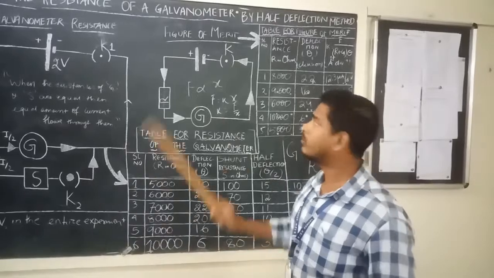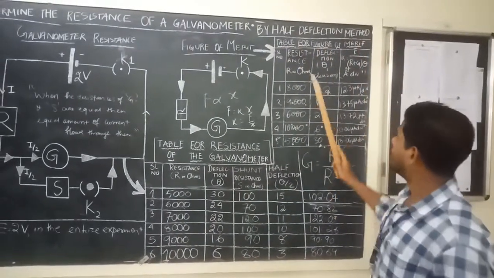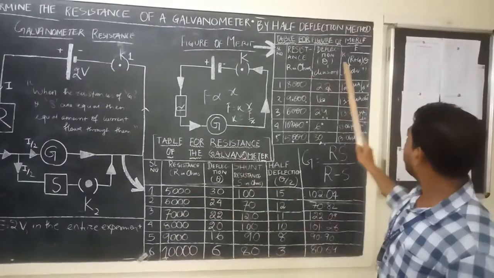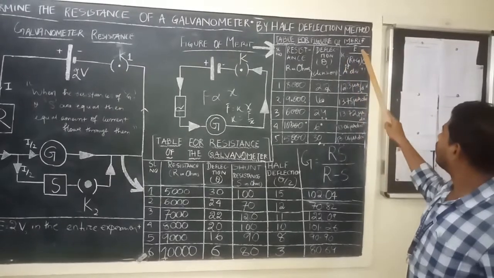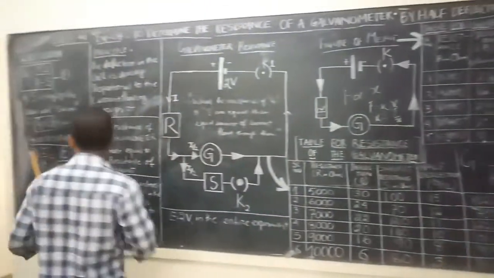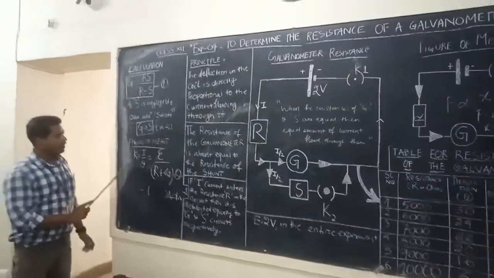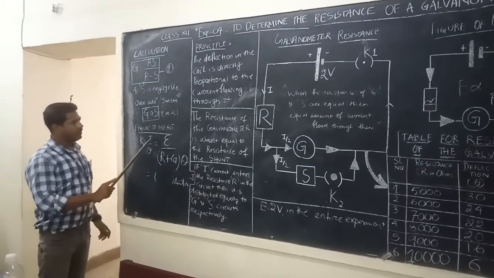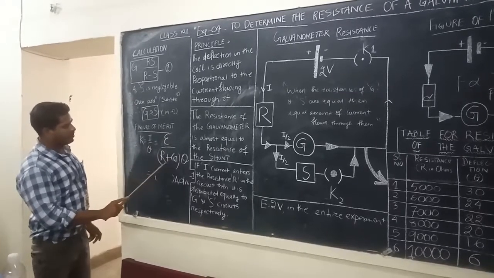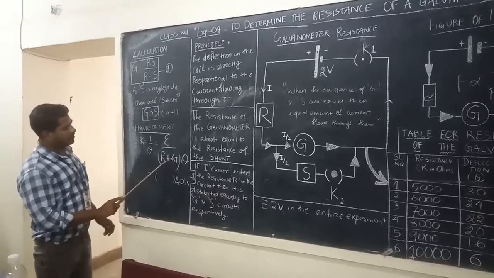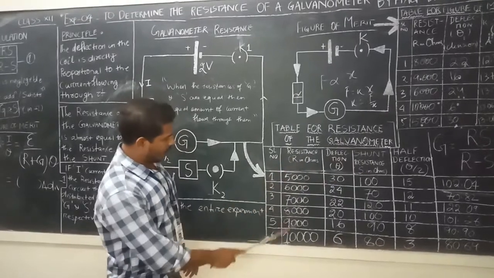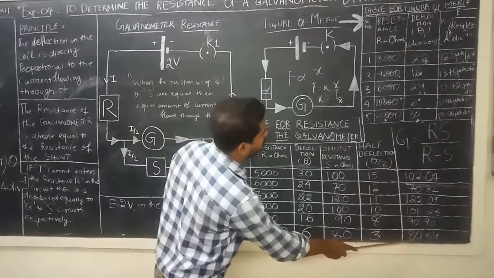Finally, coming to the last observation table, the table for figure of merit. Here we will take the resistance R and deflection theta, and we will use the formula K equal to E by R plus G whole into theta. You can see here figure of merit is given by the formula K equal to current by theta. So current you can put as E, the EMF, by R plus G whole, into theta. Now R and G we can get from the table for resistance of the galvanometer. This is the R column and this is the G column.